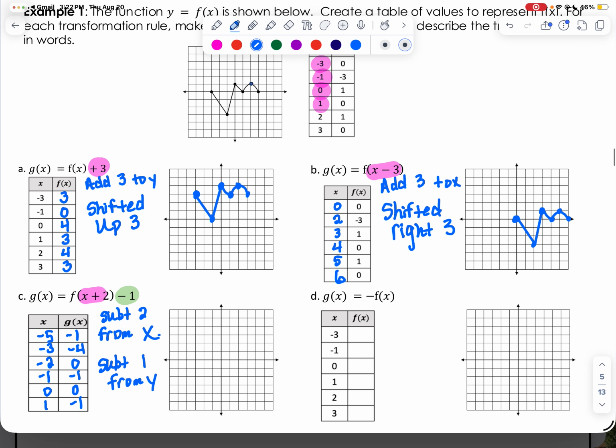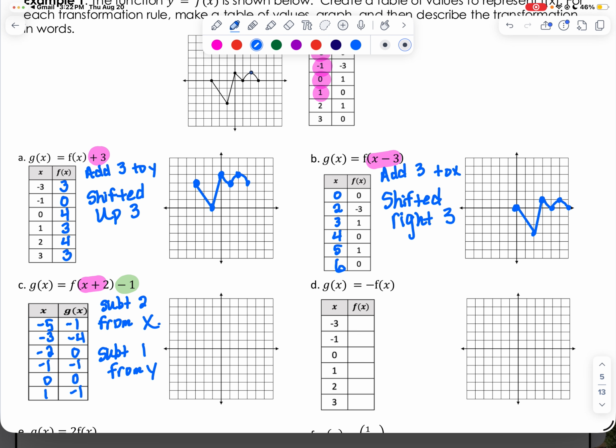All right, let's plot that and compare it to our original. So negative 5, negative 1. Negative 2, 0. Negative 1, negative 1. 0, 0, and 1, negative 1. All right, so this shape shifted left 2 and down 1. So it says to describe left 2, down 1.